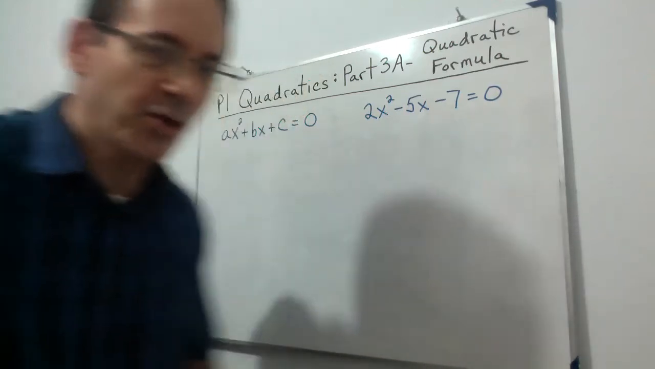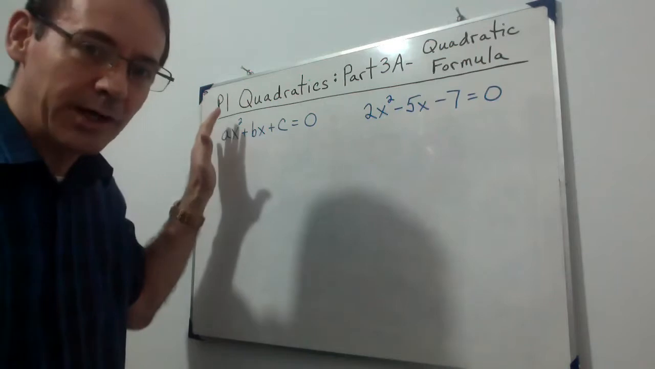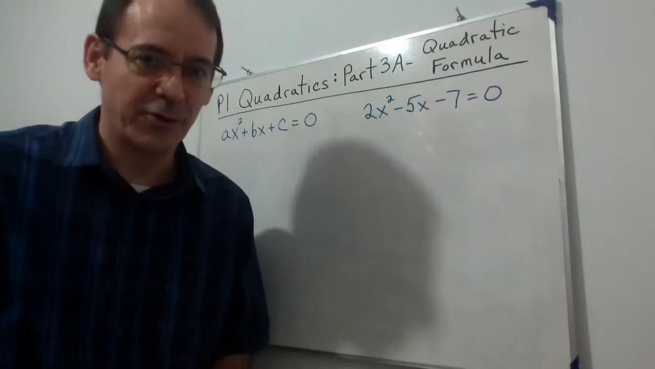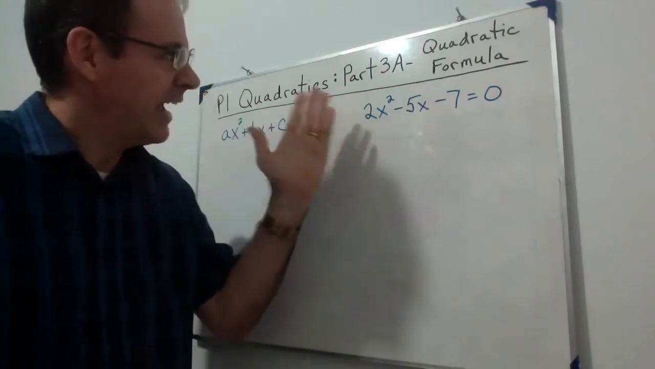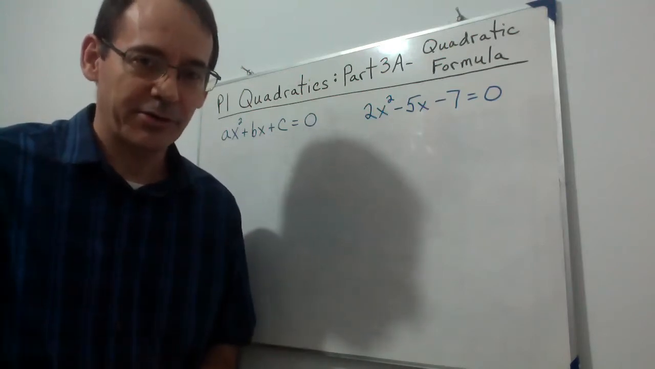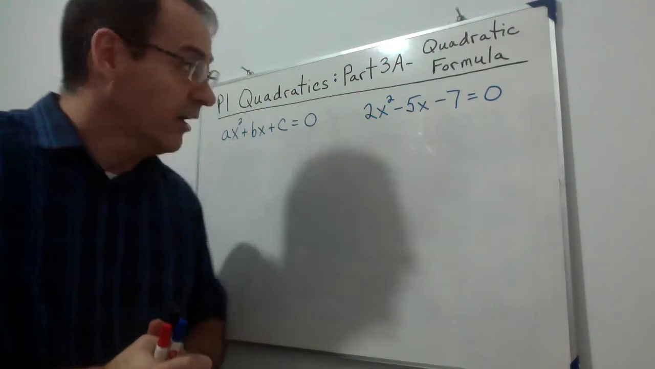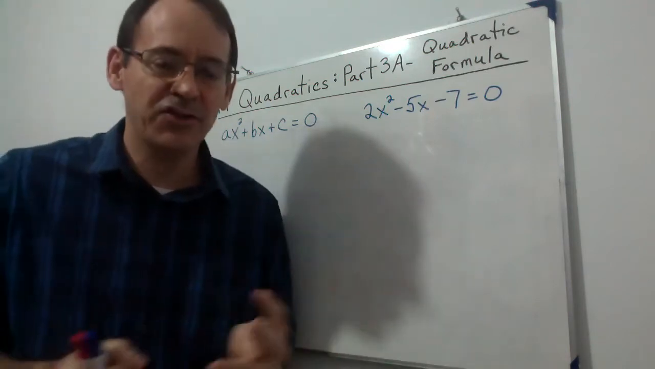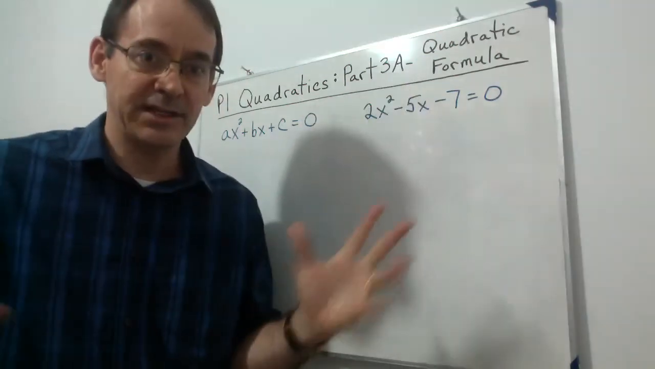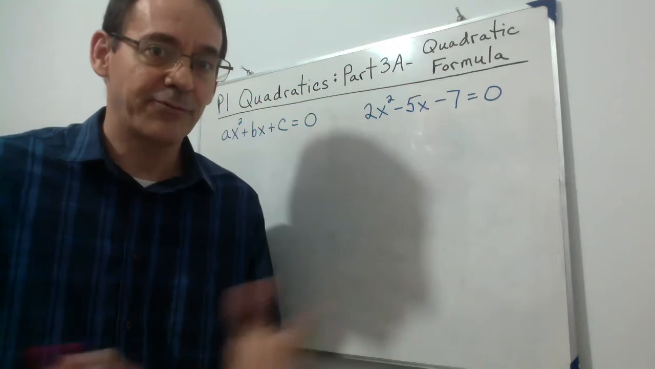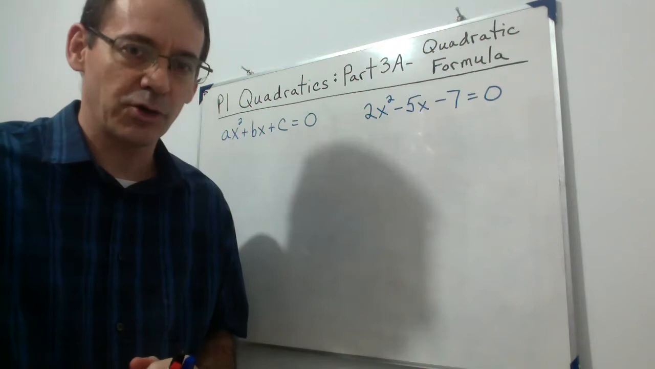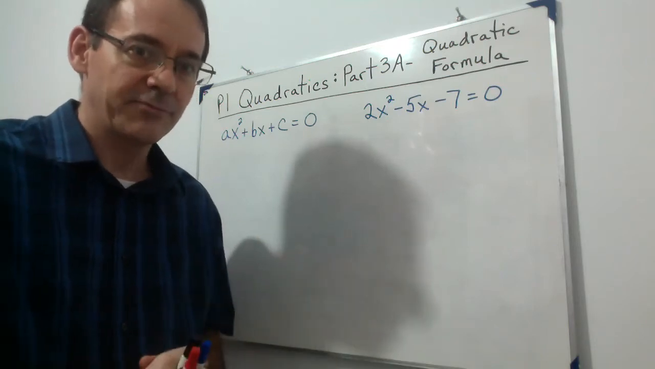Today, I would like to go over with you Pure Maths 1, Quadratics, Part 3A, the quadratic formula. Yes, here we again have a Part 3A, meaning the next one will be Part 3B. So why the A and B? Well, we have two ways of solving quadratic equations. The first one is the classic way that has been taught for years and years, and that is the quadratic formula. So that's what I'm going to go over in this video session.